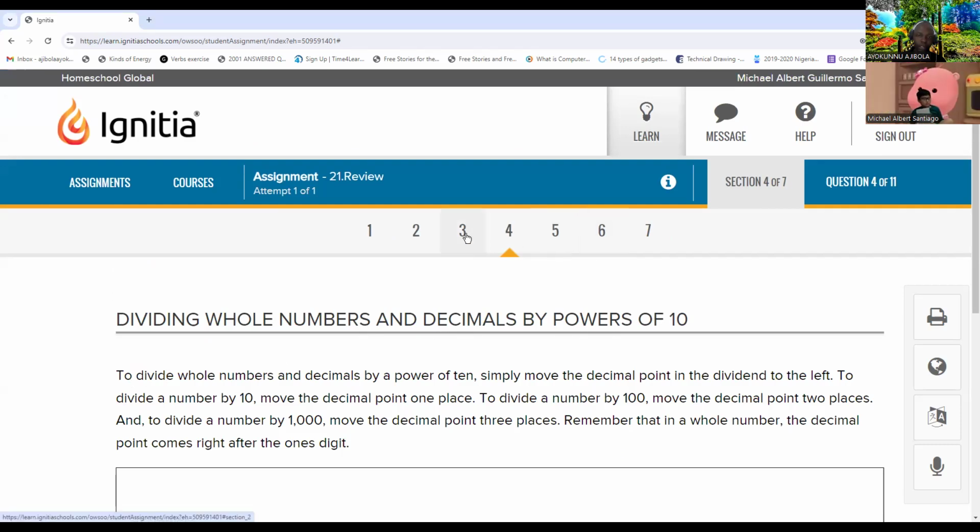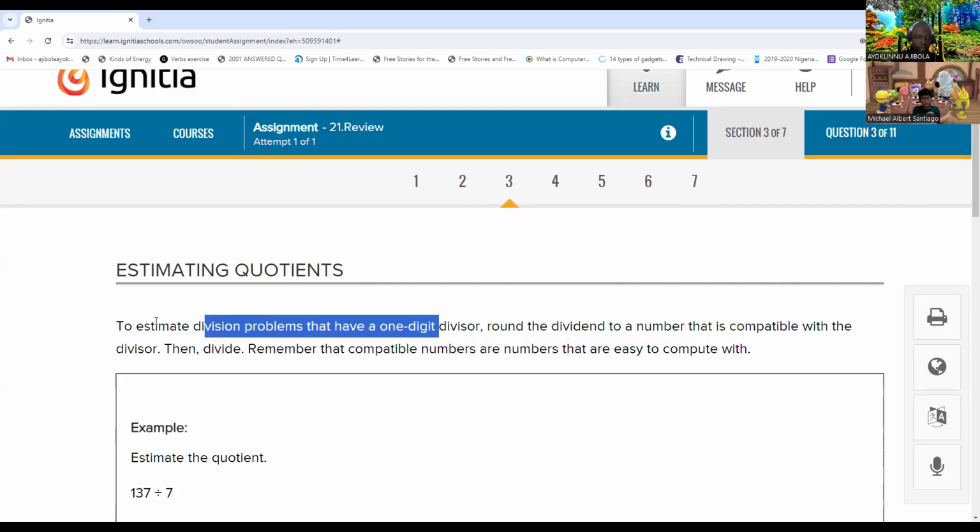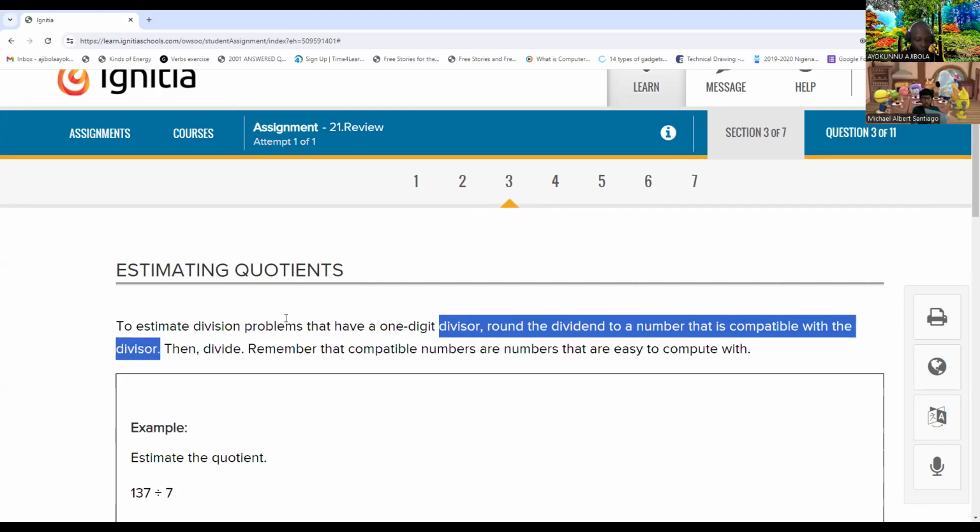Okay, let's go back to that previous one because there is something I want you to take note of. I want you to take note that when it is 1 digit, round the number you're dividing, okay? So with 1 digit, you round the dividend to a number that is compatible with the what? With the divisor. Is that clear?